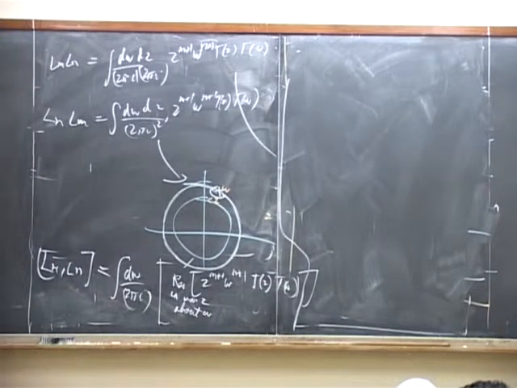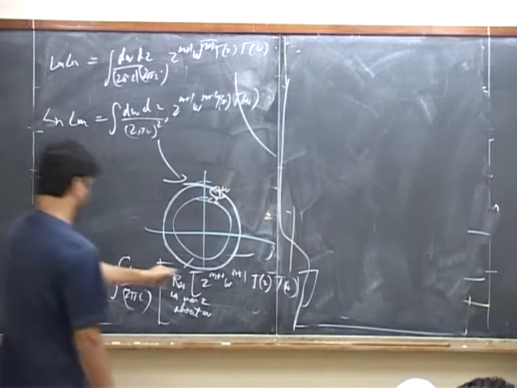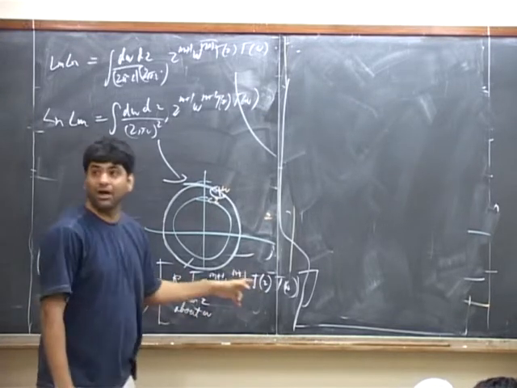Fine. So let's move on. How do we do the calculation? So all we have to do is compute the residue of the pole.